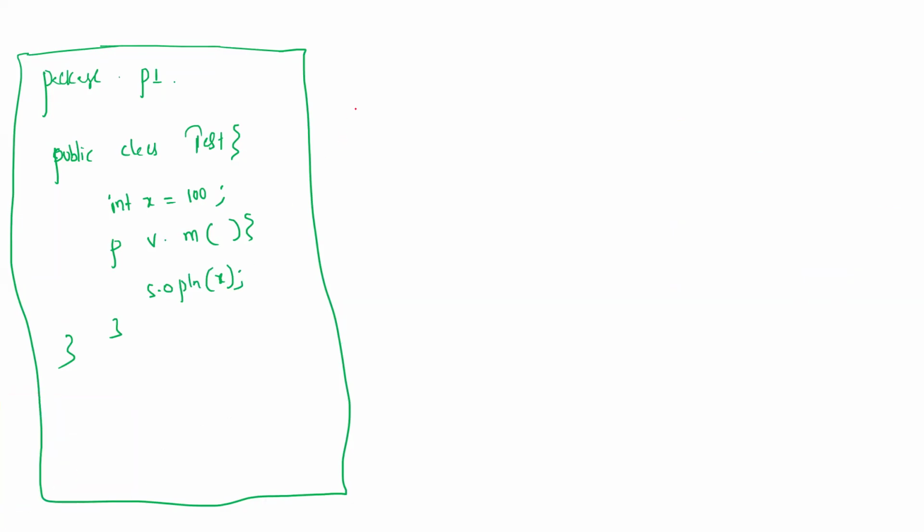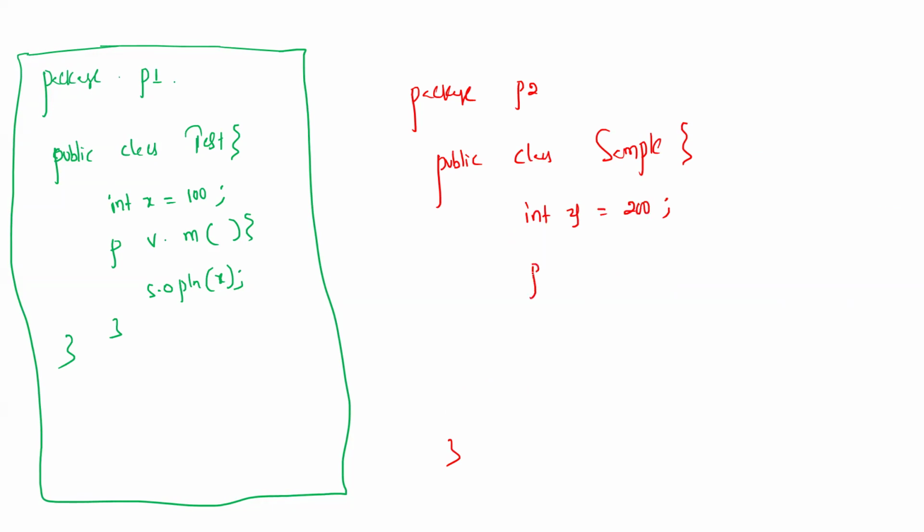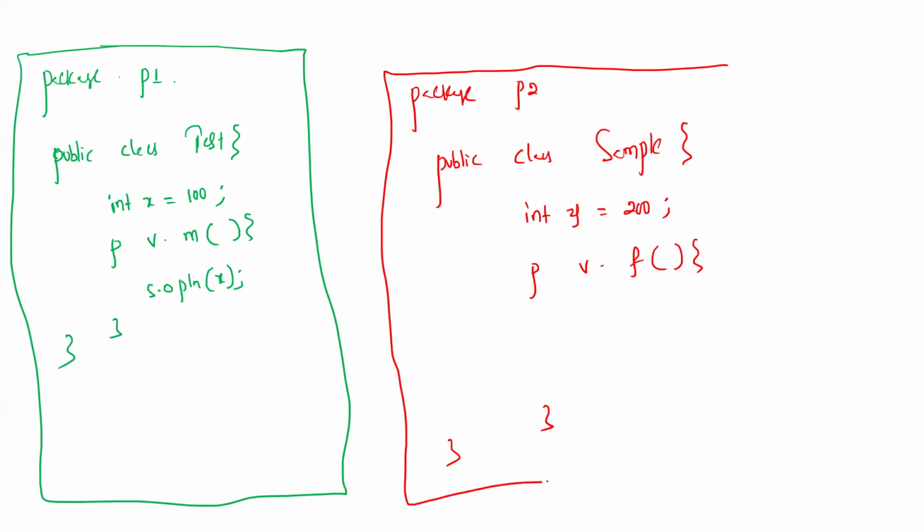Then there is another package, say P2. Inside this package P2 there is a different class, public class Sample. Inside this class there is a variable and a different method, public void f, a function. Now the requirement is that from this function f, we have to print this x value.